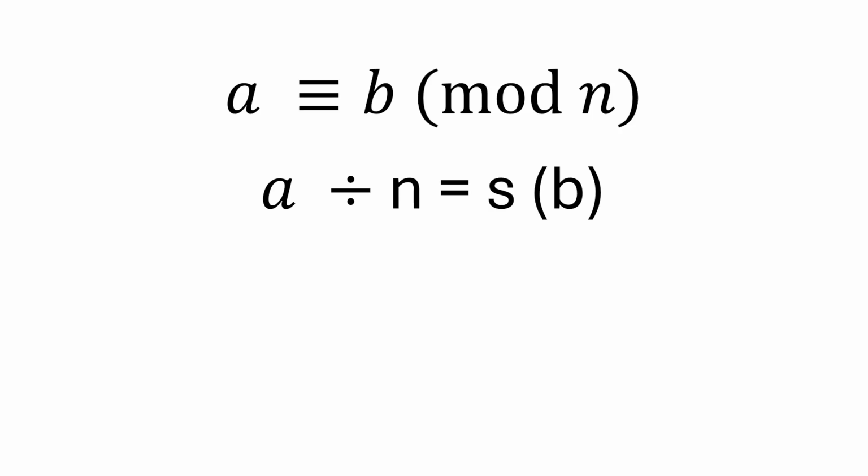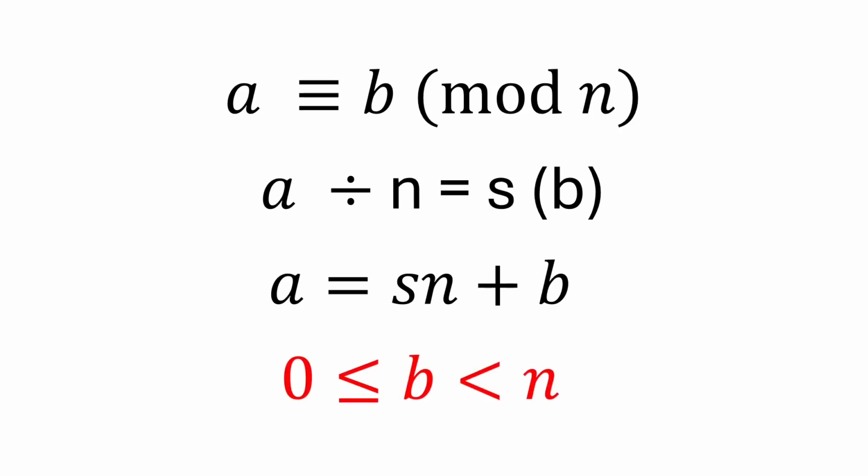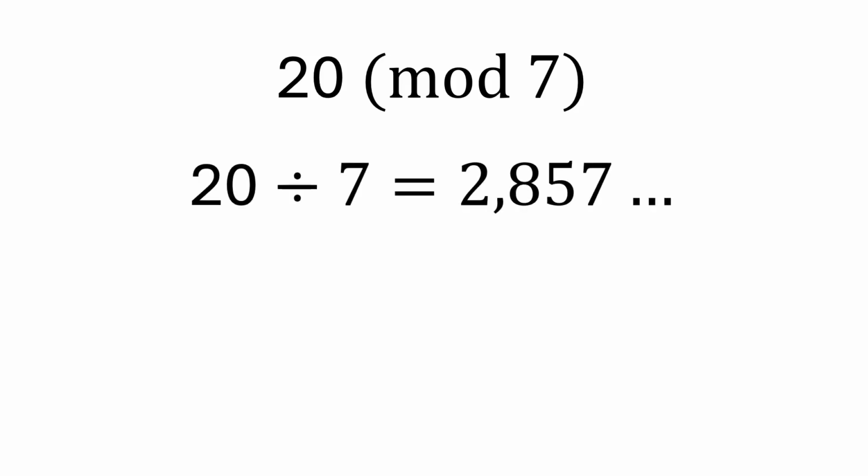But if you're more mathematically inclined, you may prefer notation like this. We divide A by n, we get quotient S and remainder B. And here it's important that the remainder is between 0 and n minus 1. For a practical example, we can try to find the value of 20 modulo 7. So we need to divide 20 by 7 as integers. We're doing integer division. If we were to divide them like real numbers, we would get a fraction, 2 point something 857. And this is not what we want.